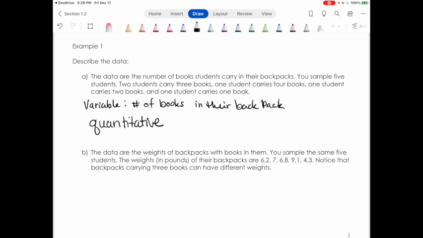And then we're going to break that into specifically discrete. So when you have a quantitative variable, it can be discrete or continuous. This one's discrete because I can count the books.